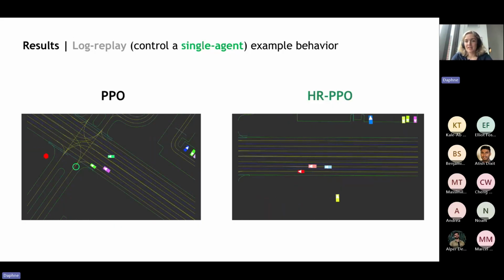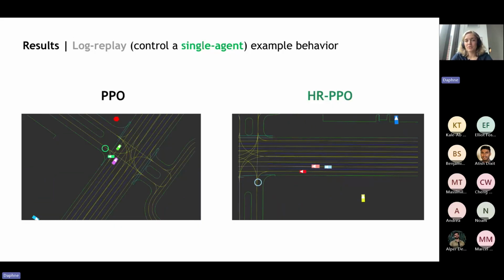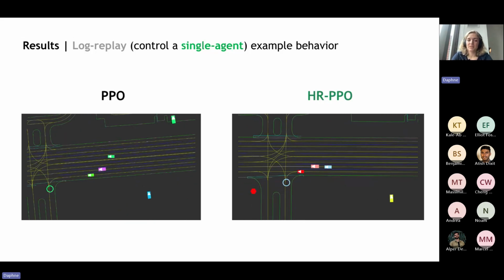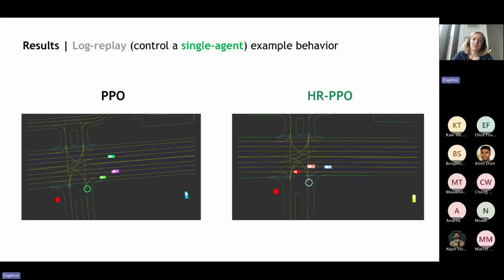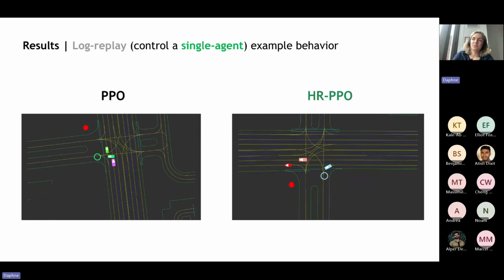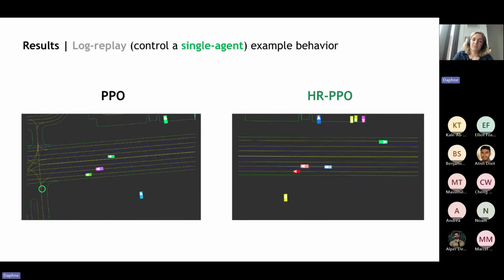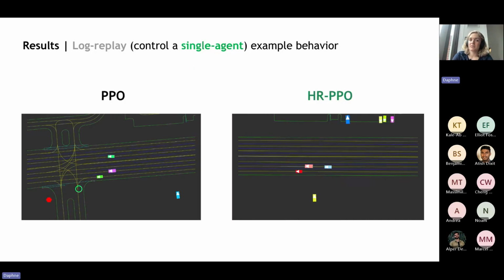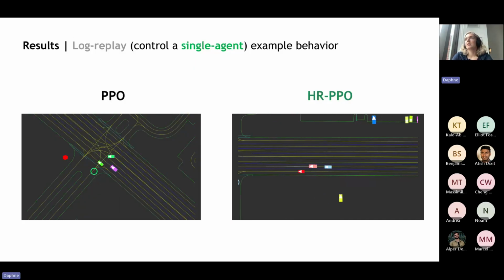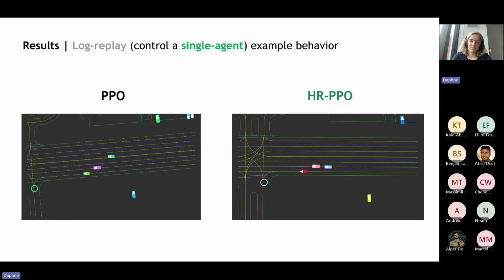I think you can use the reinforcement learning part to fine-tune these human-like agents, but using the data or using an imitation learning policy is a really good starting point. So that was my first point.